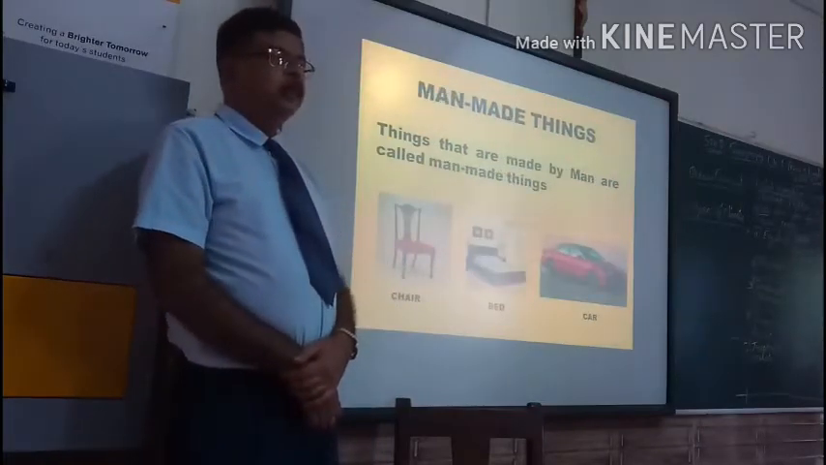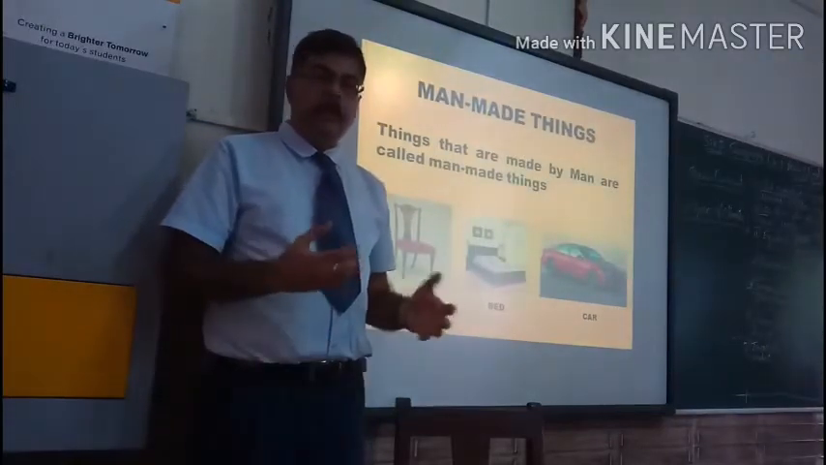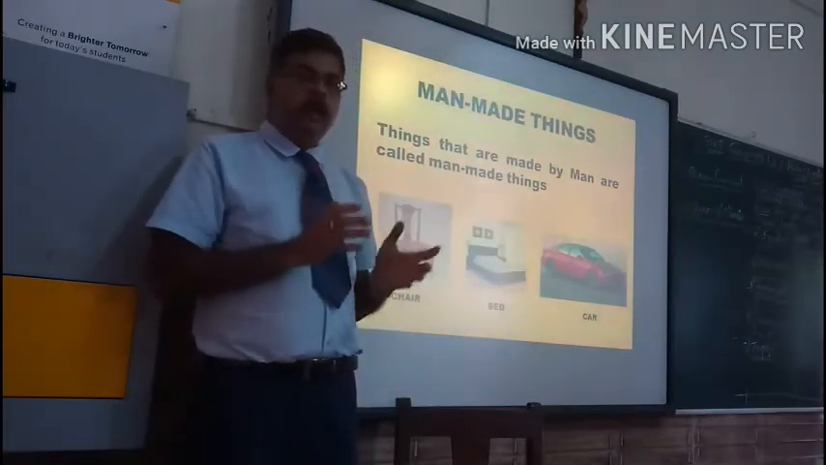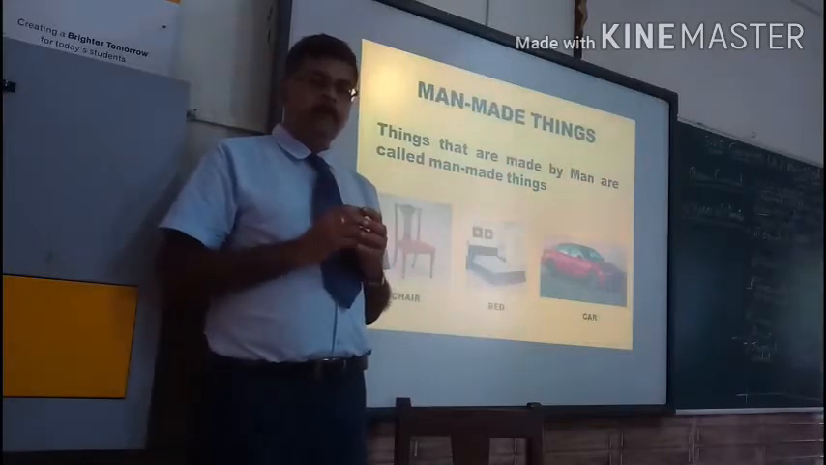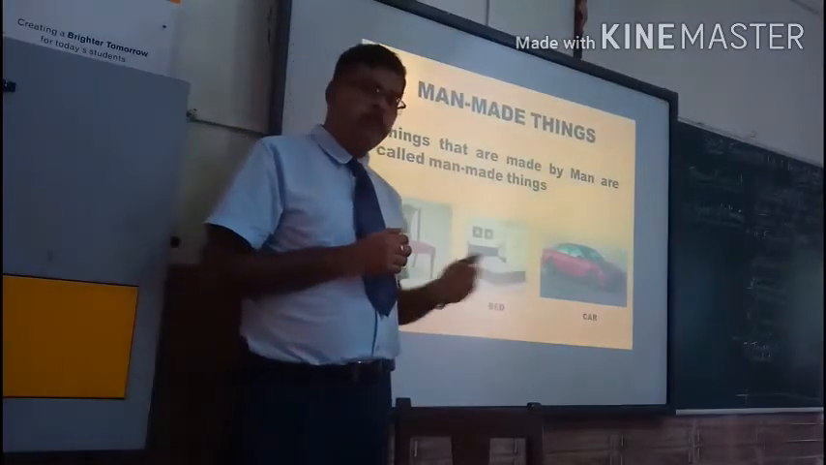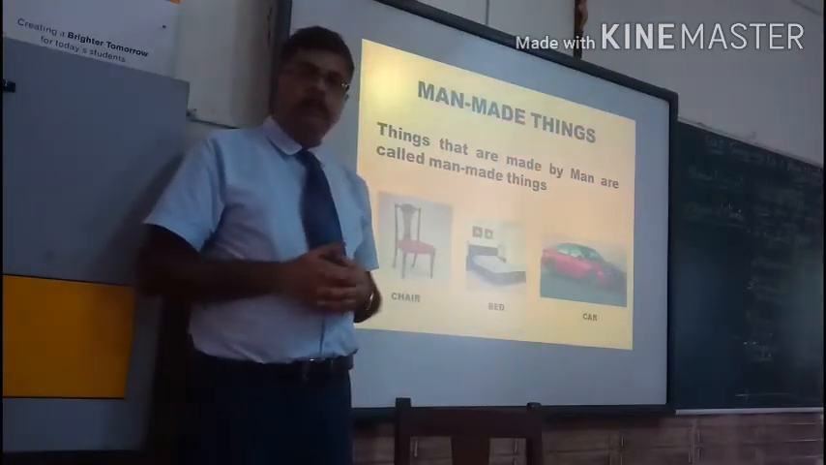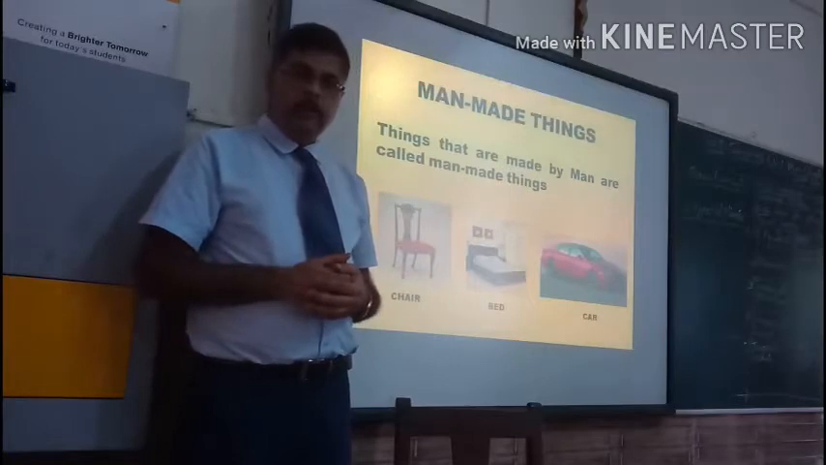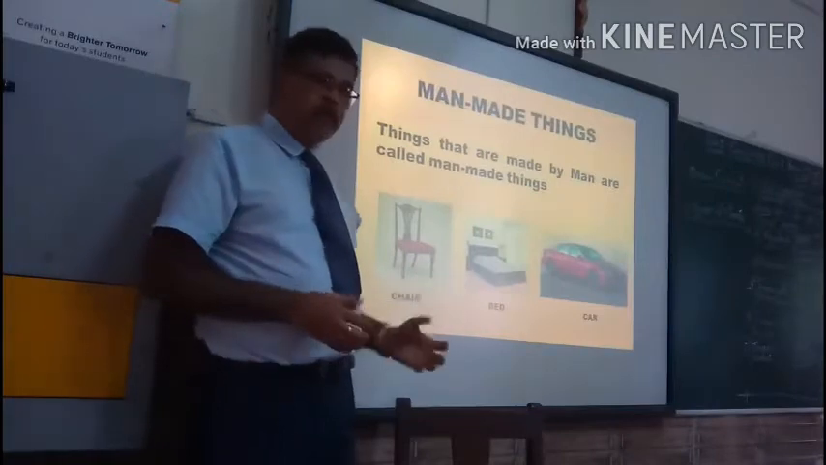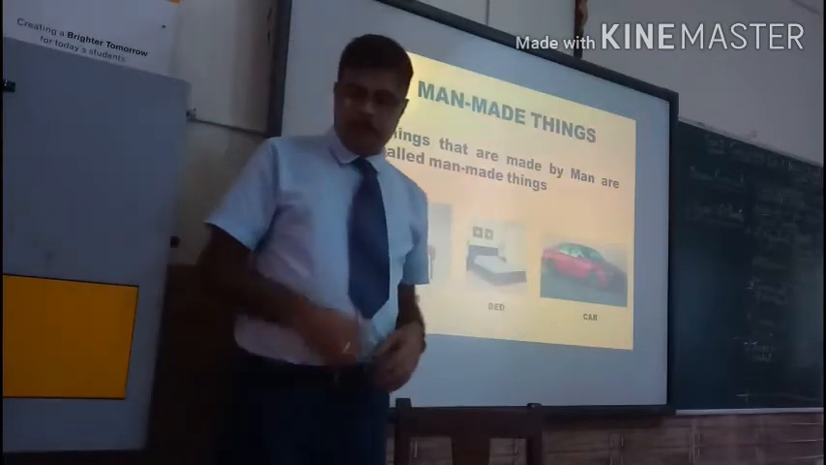Then you have something called man-made things. These are things which are made by man, either in a factory or even at home. It is something that is not found in nature, it's not natural, it is made by a human being. For example, a chair, a bed, a car. A car is made in a factory. A chair may not be made in a factory. A chair may be made by your carpenter. Okay? But still it is not something you find hanging on trees. A chair or a bed is made by a carpenter in his workshop. So these are all man-made things.